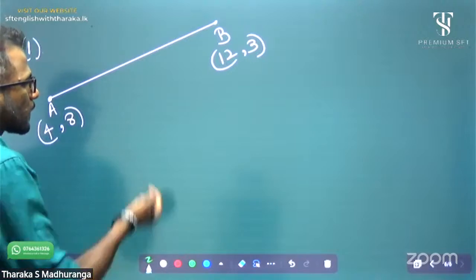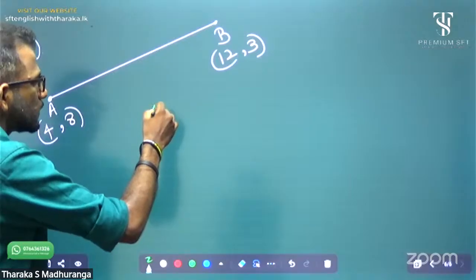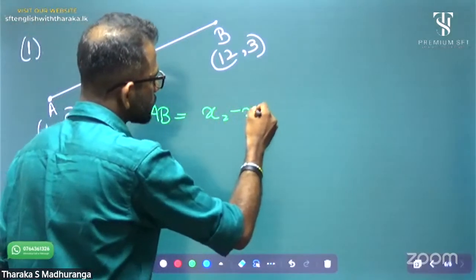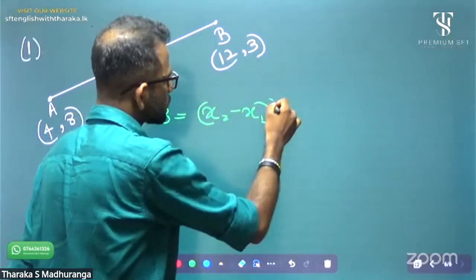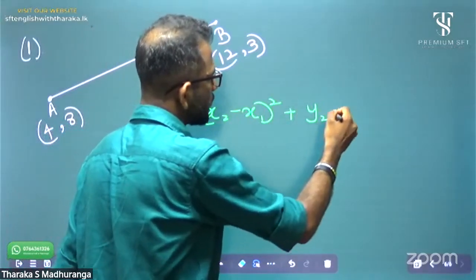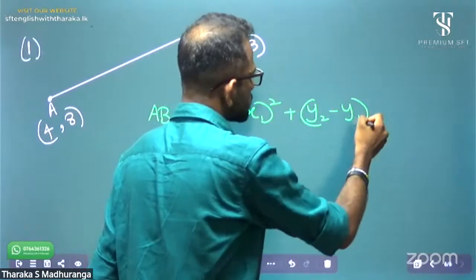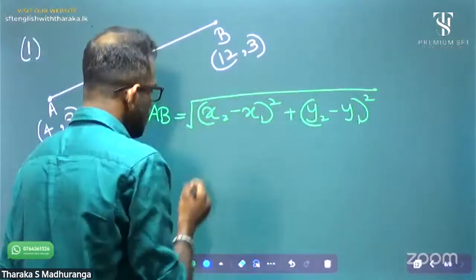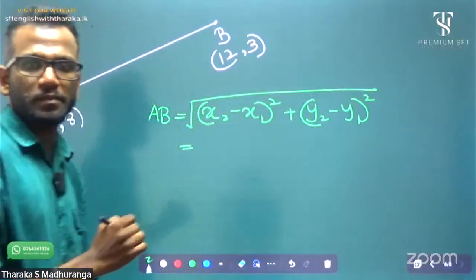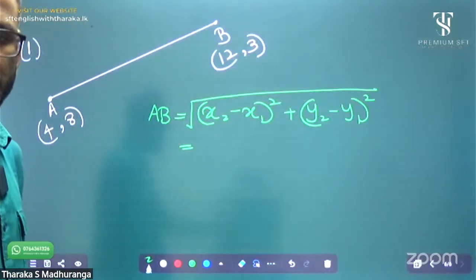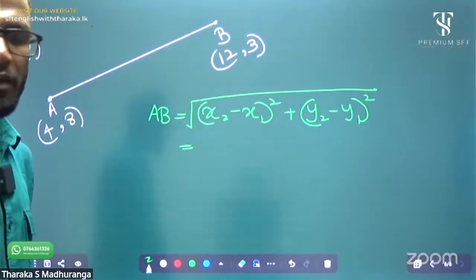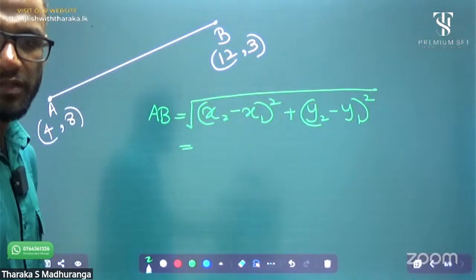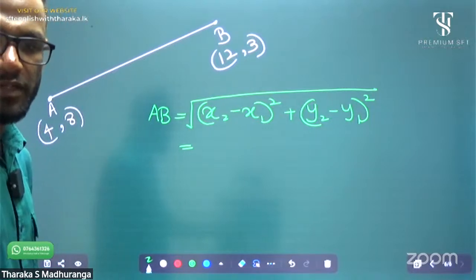What's the method? AB equals the square root of x2 minus x1 squared plus y2 minus y1 squared. Oh, different answers. How did your answers change?